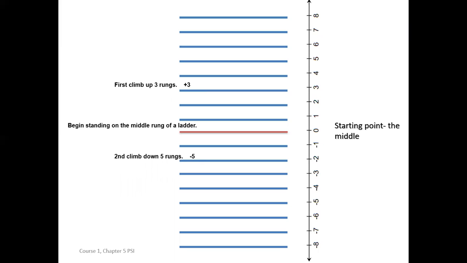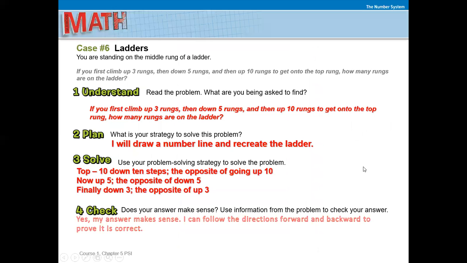And the question is, how many rungs are on the ladder? So if you count them all together, there are 17. I used a number line to recreate the ladder. I did the opposite. I worked backwards. Yes, my answer makes sense. I can follow the directions forward and backward to prove it is correct.